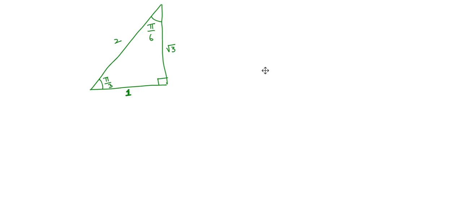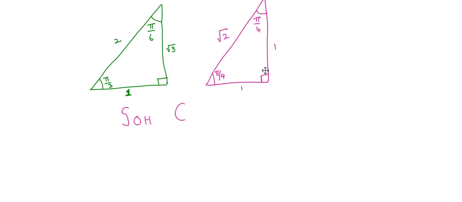and the other one is pi on 4, pi on 4 radians, 90 degrees. So 1, 1, root 2. So we have an easy way to remember it: SOH CAH TOA.